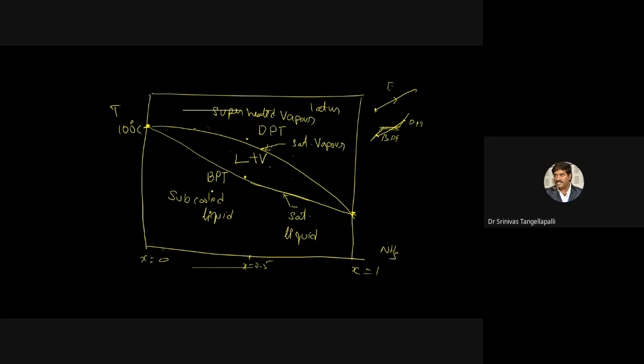Now tell me how many regions we can locate in the TX diagram. 1, 2, 3, 4, 5. So these 5 regions we are going to use in the system solutions.